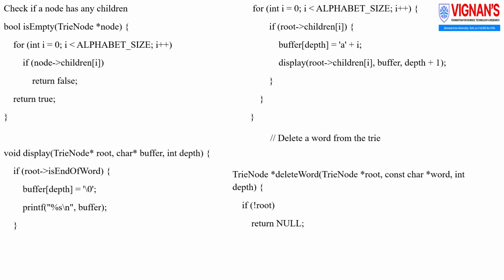The deleteWord function removes a word from the trie using recursion. It traverses the trie character by character until the end of the word. Then, it unmarks the end of word flag. If a node has no children and is not part of another word, it is deleted to free memory. These functions help manage memory efficiently and allow traversal, printing, and safe deletion of words in a trie.